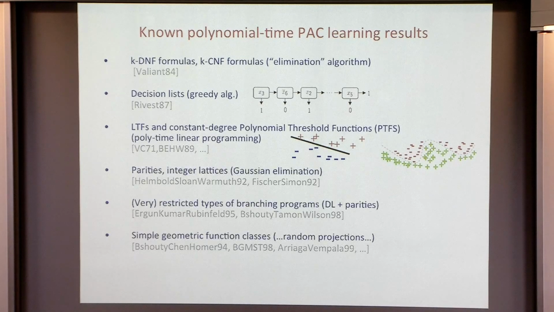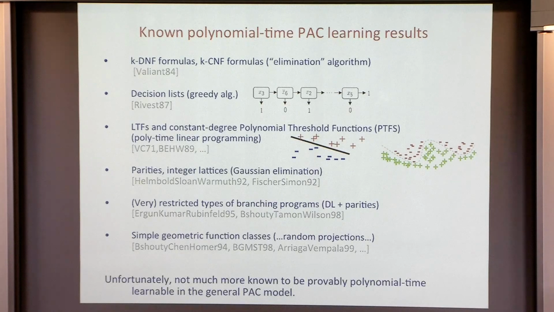And a handful of other PAC learning results are known for different classes. You can learn parity functions using essentially Gaussian elimination. You can learn some extremely restricted types of branching programs. These are branching programs of width at most 2 with other constraints on them. Some geometric function classes. Unfortunately, this is about it. Not much more than what's up on this slide constitutes the entire collection of function classes that people have been interested in and have been able to show PAC learnable in the original model. So that's kind of tough, right? Learning is not so easy in this framework.